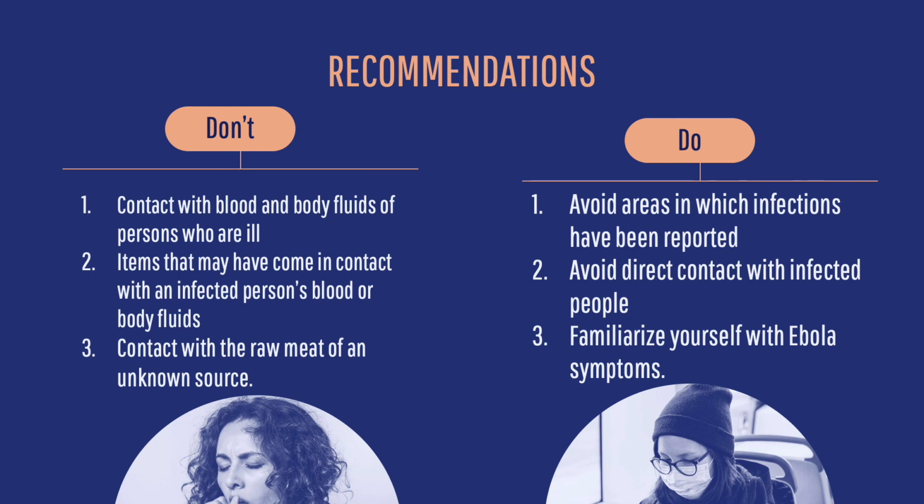Recommendation of what we should do or don't do to be safe. First, these are what we should avoid. 1. Contact with blood and body fluid of persons who are ill. 2. Items that may have come in contact with an infected person's blood. Third, contact with raw meat of unknown source.